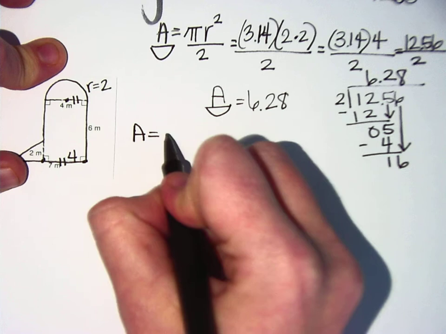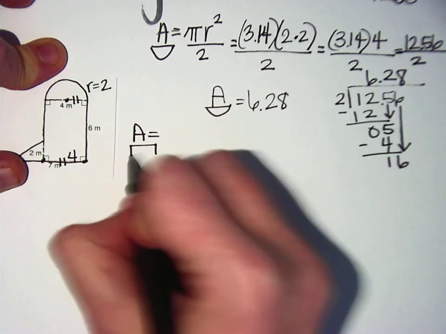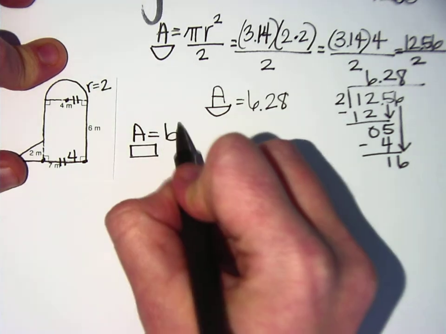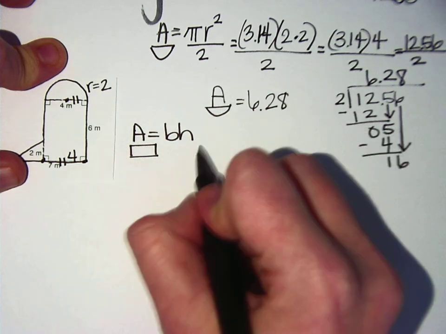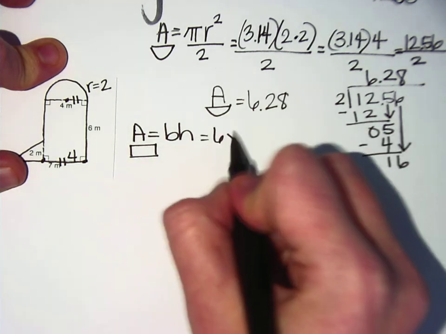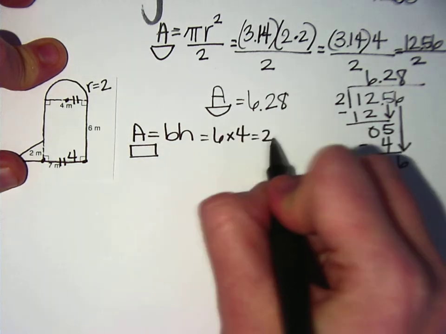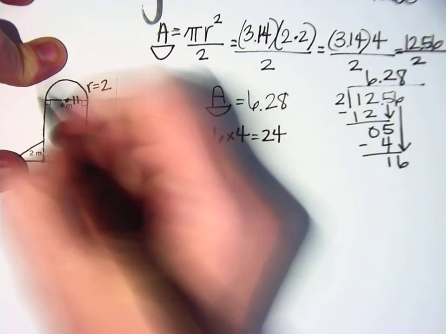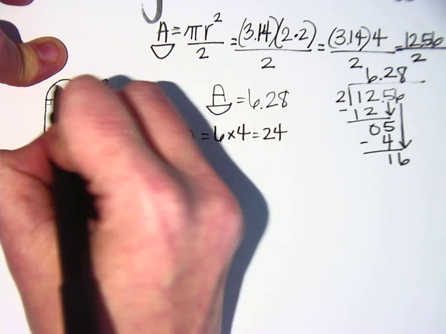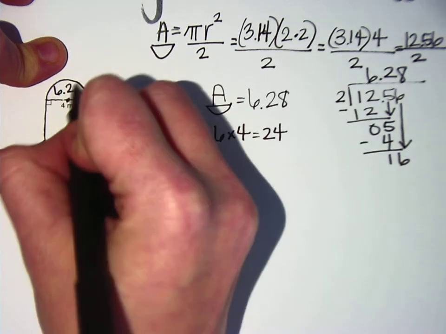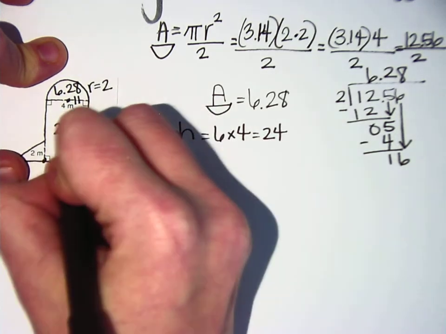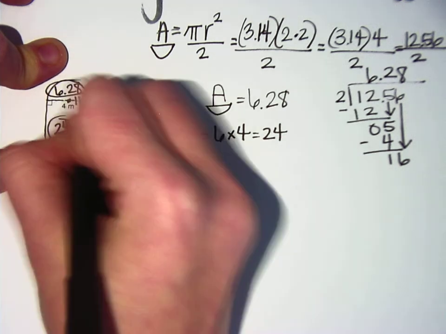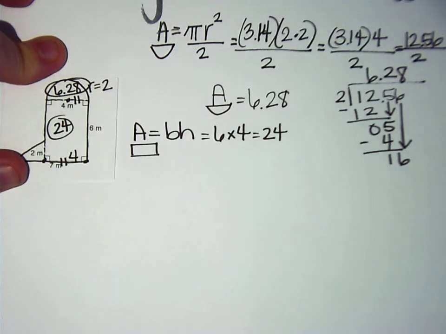So let's look at our formula. Area of a rectangle is base times height. So that is 6 times 4, which is 24. I'm going to add these into my shapes. So this is 6.28. This is 24. I'm going to circle them, that way we know that that's what the area is.